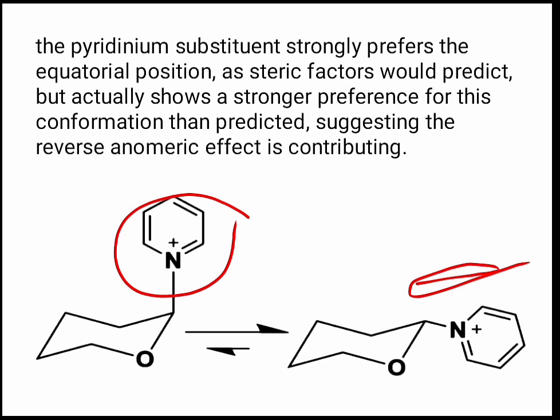The pyridinium substituent strongly prefers the equatorial position, as steric factors would predict. That means it prefers it more than the steric factors can predict, okay? It actually shows a stronger preference for this conformation than predicted, suggesting the reverse anomeric effect is contributing. So in case of this pyridinium type of salt, the reverse anomeric effect is much more pronounced.